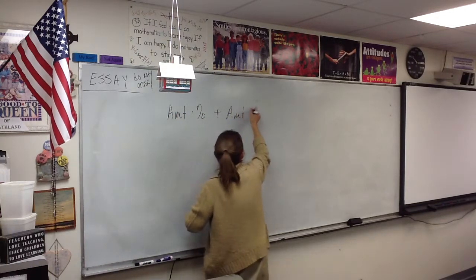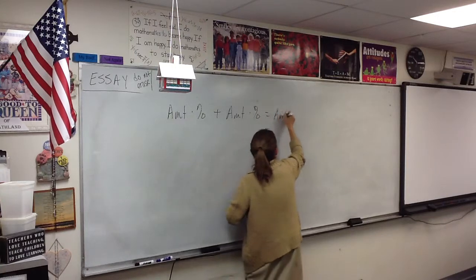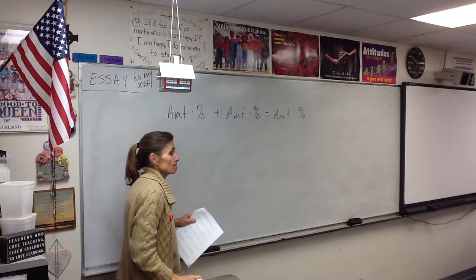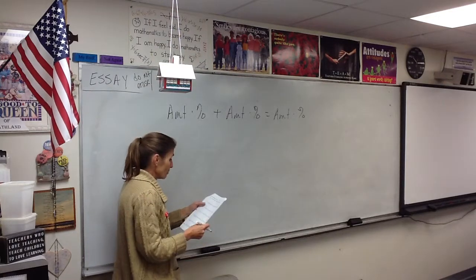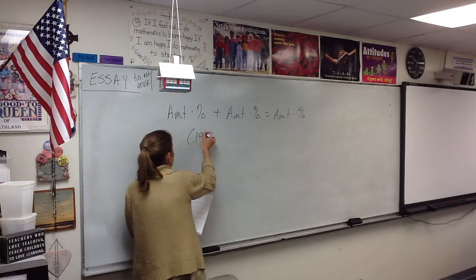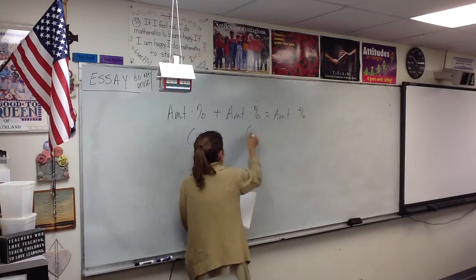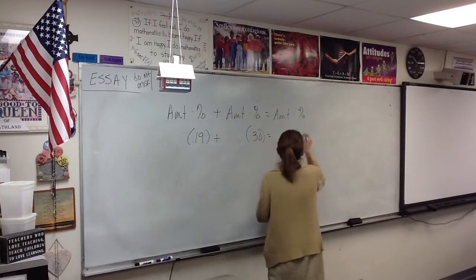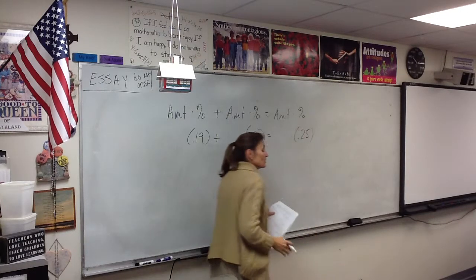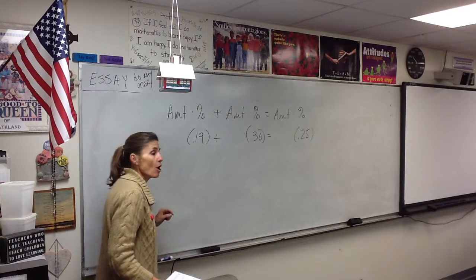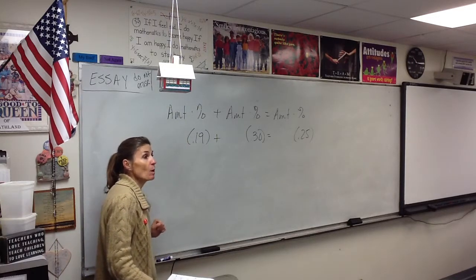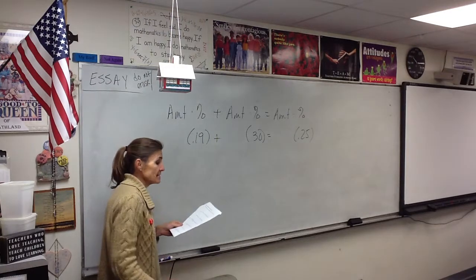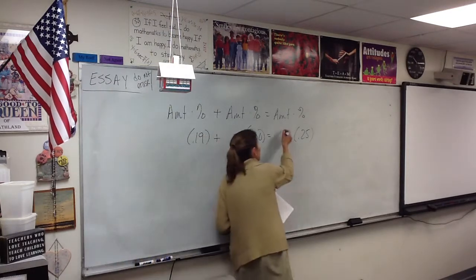Amount times percent plus amount times percent equals amount times percent. Okay? Now, here we go. We've got a 19% solution and a 30% solution, and we're going to end up with a 25% solution. They always give me at least one amount. So what amount did they give me? 18 gallons, and that goes over here, right?